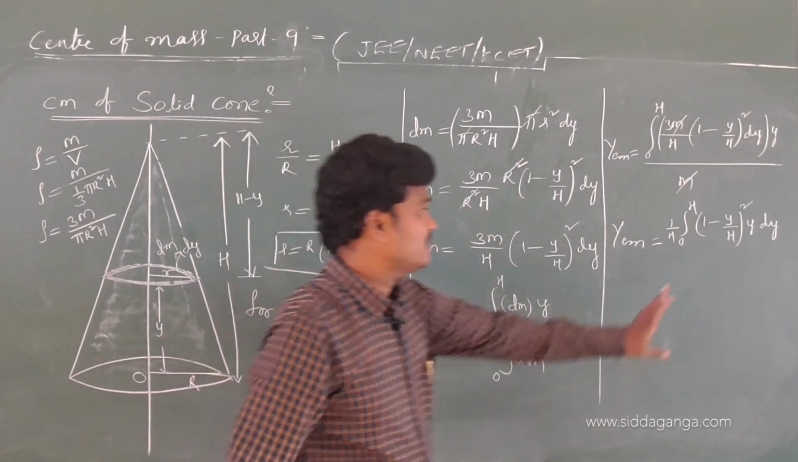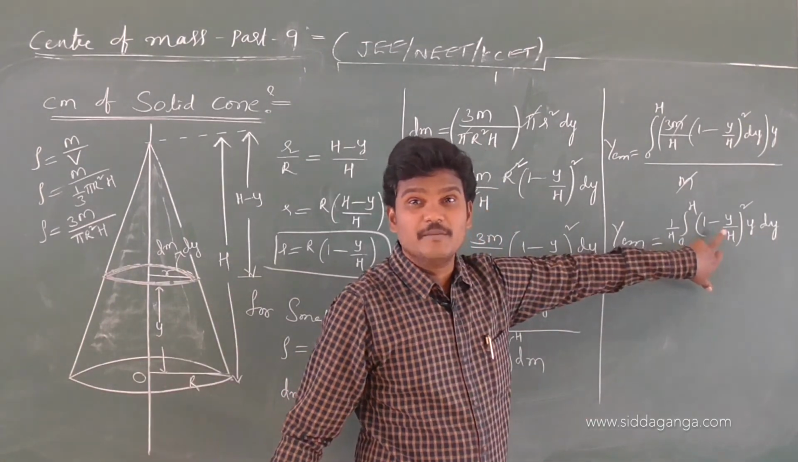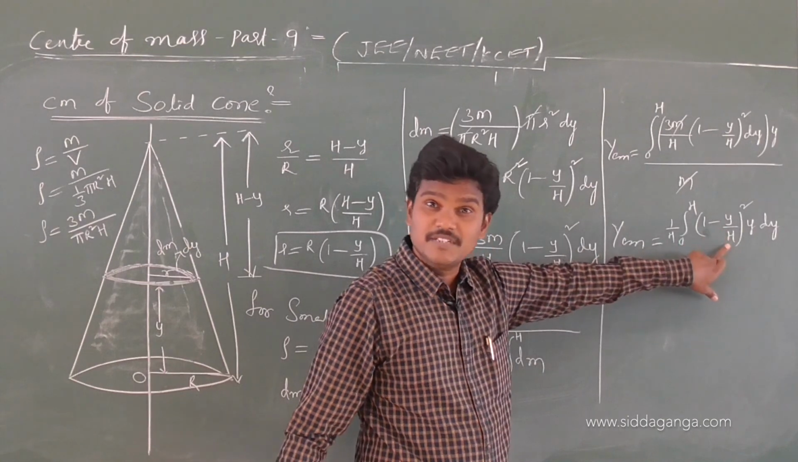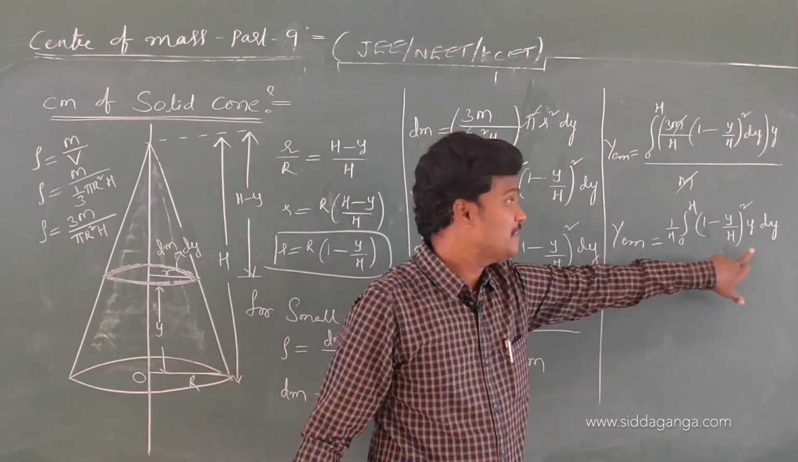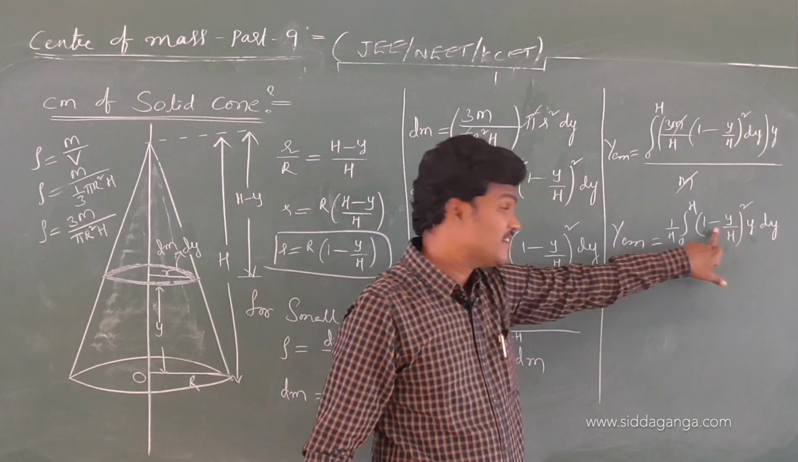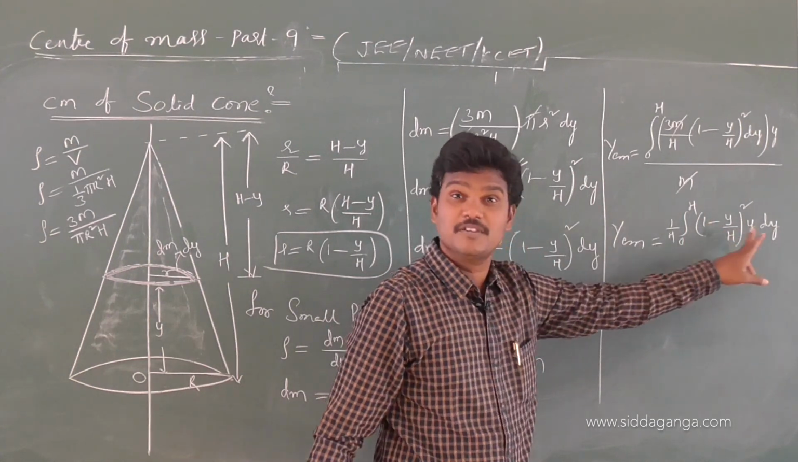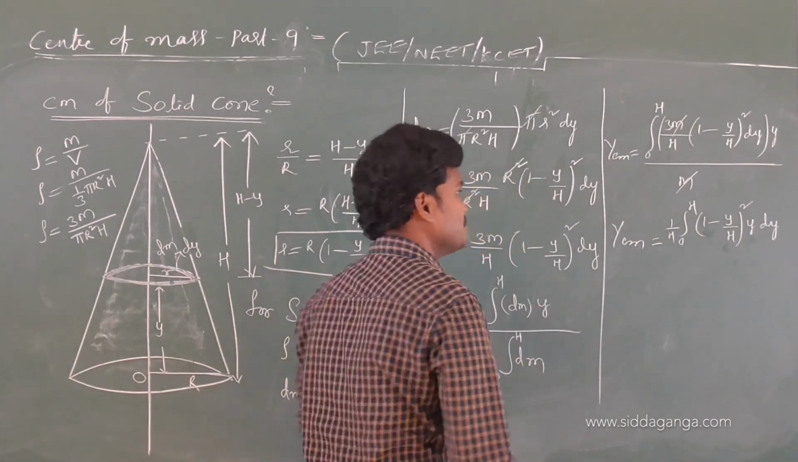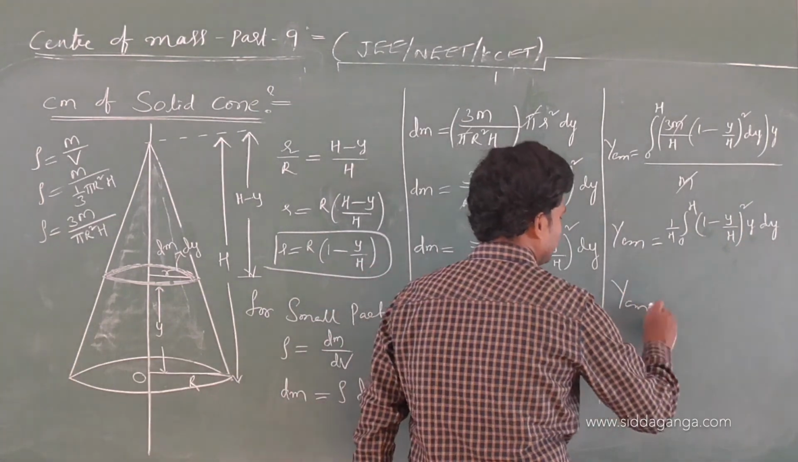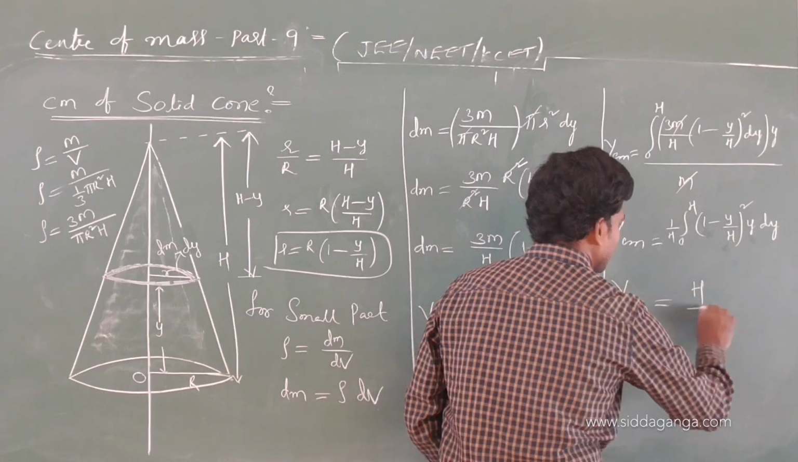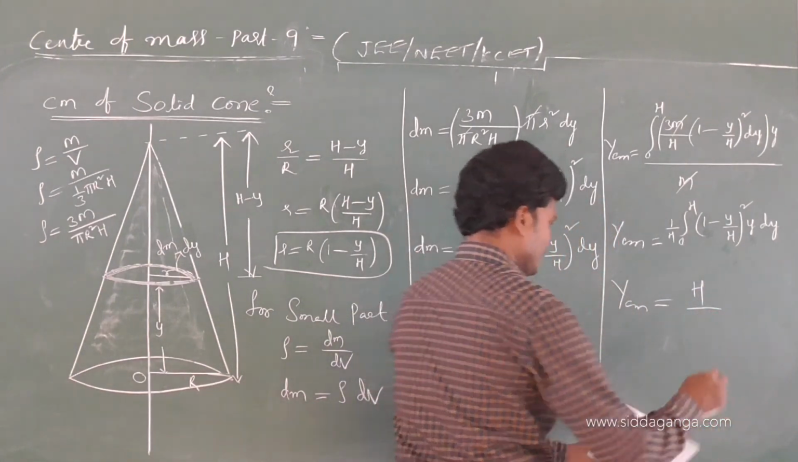This is also lengthy. This is like a minus b whole square: a square plus b square minus 2ab, and multiply by y. Apply the integration to the first term, second term, third term, and substitute the limits. At the end, you will get h by 4.